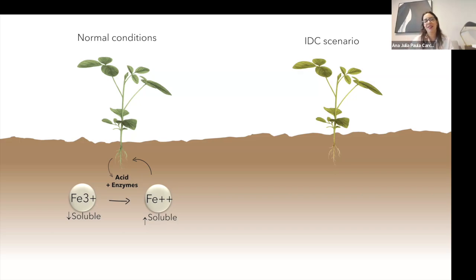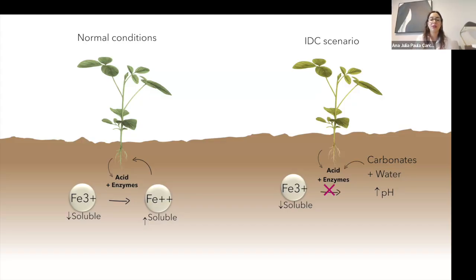But what happens in the IDC scenario? Again, we have our iron 3+ that is less soluble in our soils. Our soybeans exude the acids and the enzymes. But we have carbonates and water in our soil, and what this is doing is raising our pH. It's basically neutralizing the acids, so the enzymes cannot work, and we never get our iron 2+, and then our plant cannot absorb the iron. So that's basically what's happening, and that's why carbonates and water are causing IDC.